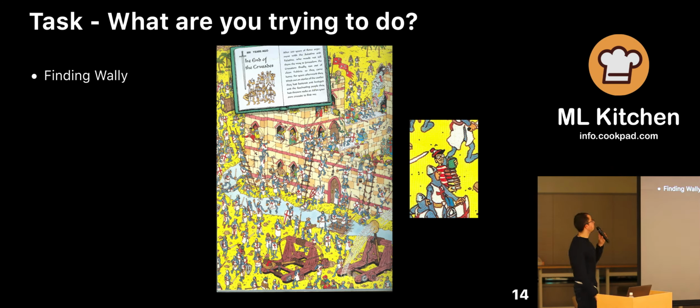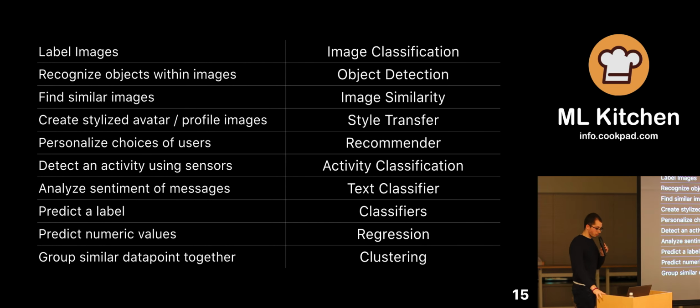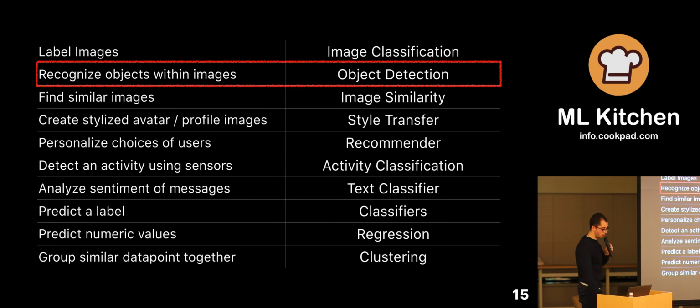So first of all, the task. What are we trying to do? We have our Where's Wally page, and what we want is something like this, a bounding box at the location of Wally. So based on that, what do we want in this list? It's to recognize an object within images. So what we want is object detection.